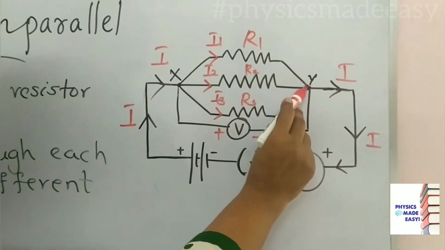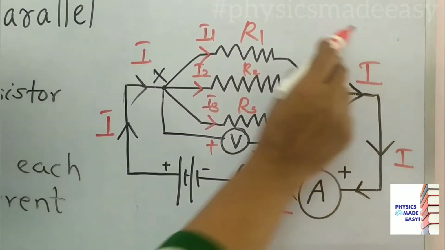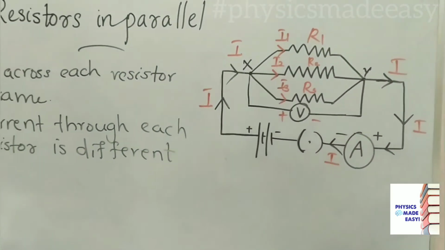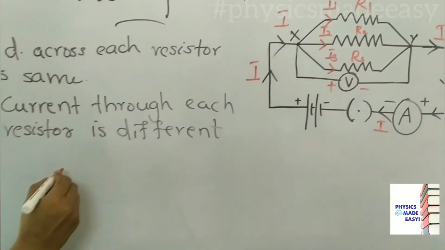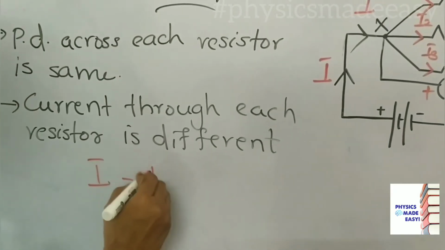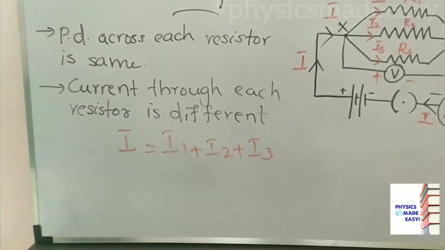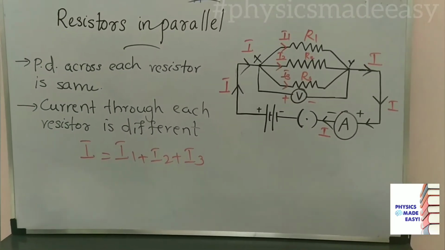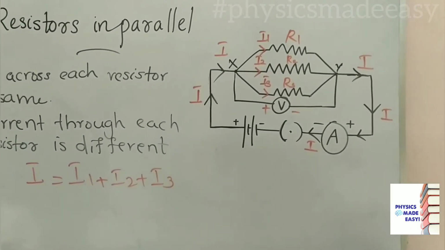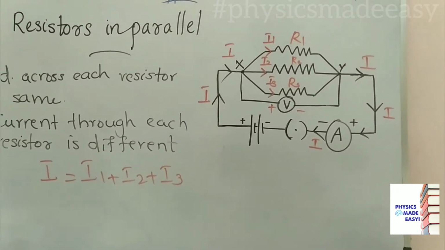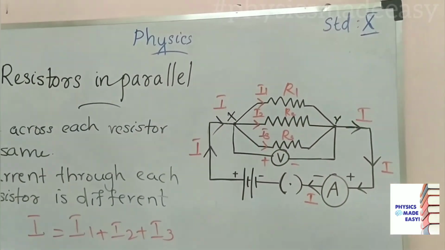At this point Y, what will happen? These three currents will combine together to get this total value of current I. So from this we can say the current through each resistor is different in parallel combination, and we can write that as I is equal to I1 plus I2 plus I3. Here also we can find the net resistance in this circuit. That only we can use as effective resistance. Effective resistance means that is a single resistance. We can use that to replace these three resistors connected in parallel.